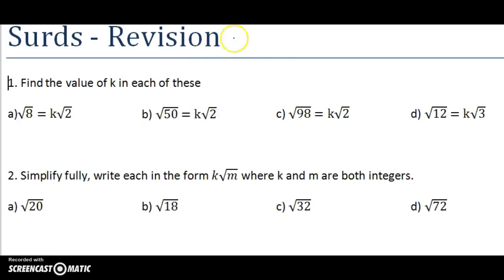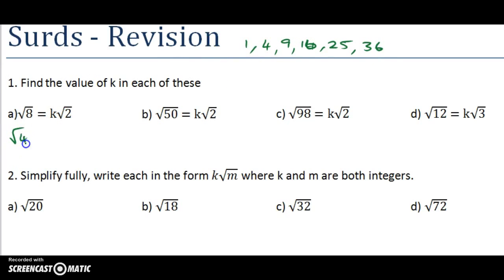So just to remind ourselves of square numbers, we've got 1 times 1 is 1, 2 times 2 is 4, 3 times 3 is 9, 4 times 4 is 16, 5 times 5 is 25, 6 times 6 is 36. So factors of 8 that are square number.